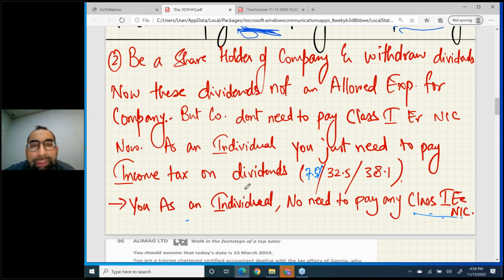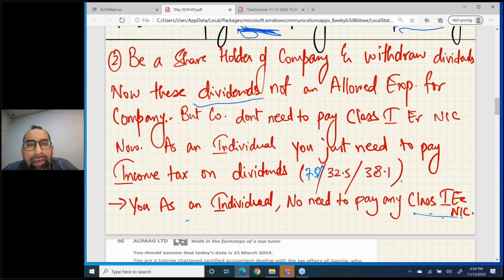The second option: you just be a shareholder. Obviously we are the 100% shareholder, this is our own company. So just be a shareholder and withdraw funds as a shareholder. Dividends. Withdraw funds as a dividend.